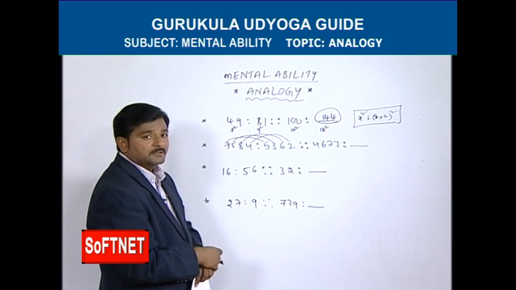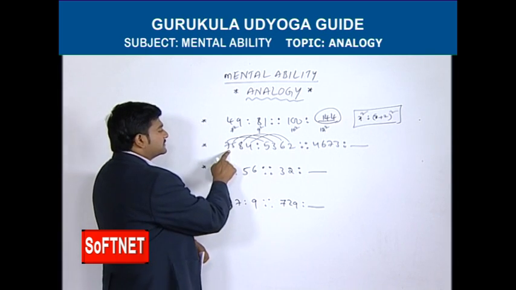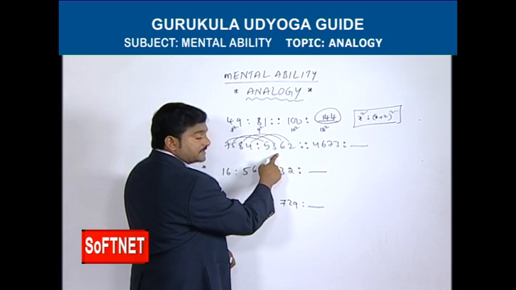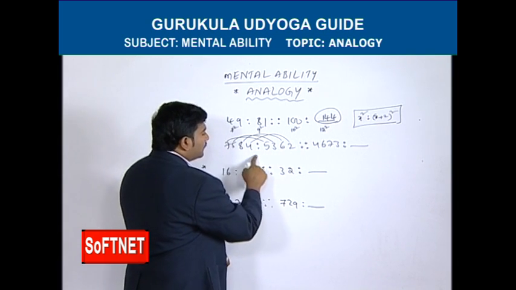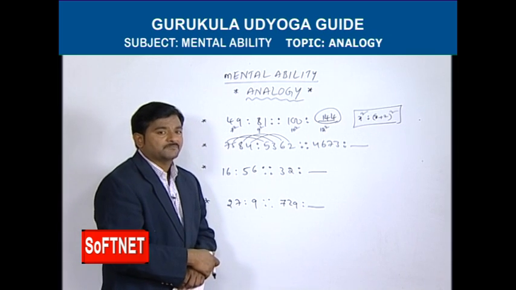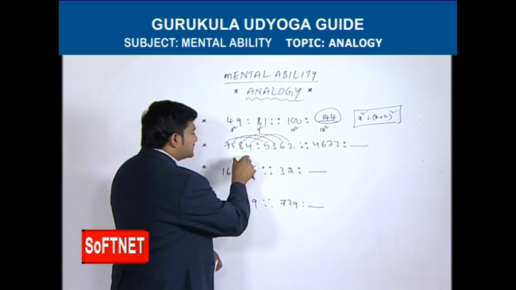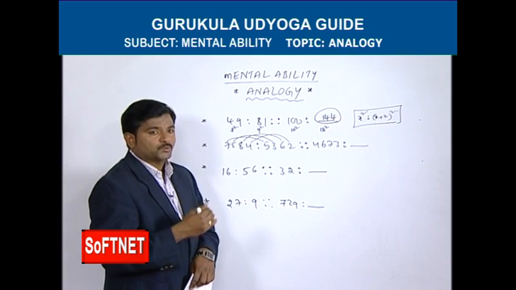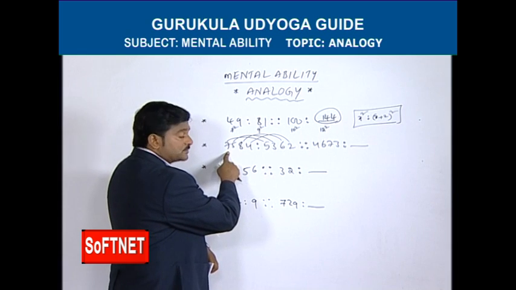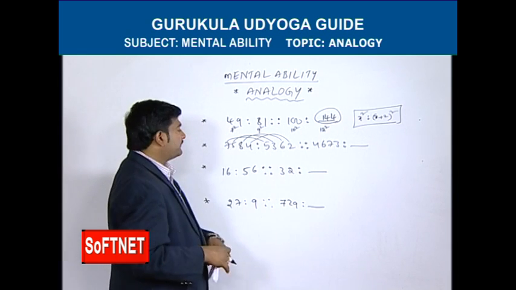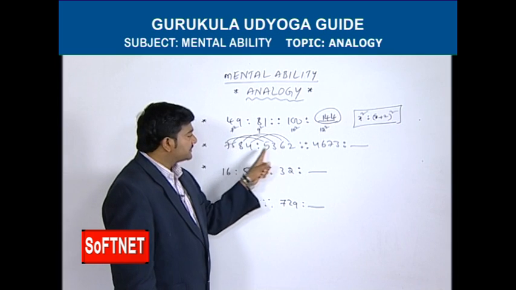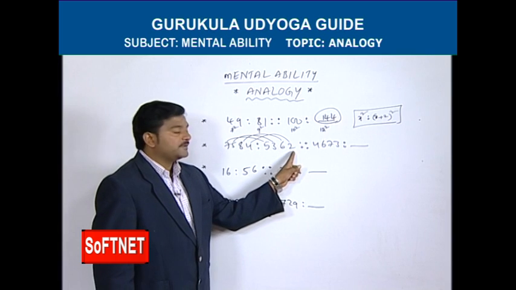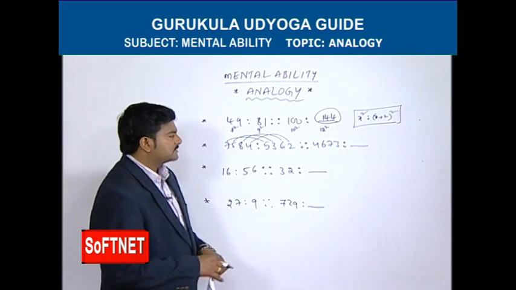What did you observe here? I repeat this concept once again. 7 is written as 5, 5 is written as 3, 8 is written as 6, 4 is written as 2. So what is the concept involved in this? Simply, each number is reduced by 2. From 7 reduced by 2, what am I getting? 5. From 5, 3. From 8, 6. From 4, 2. Okay, so there is a concept.